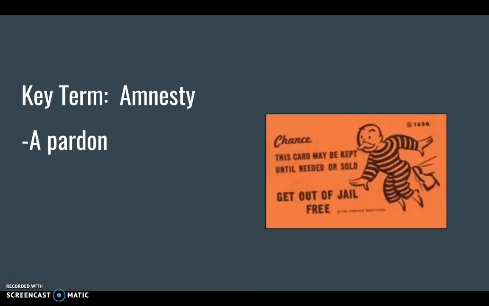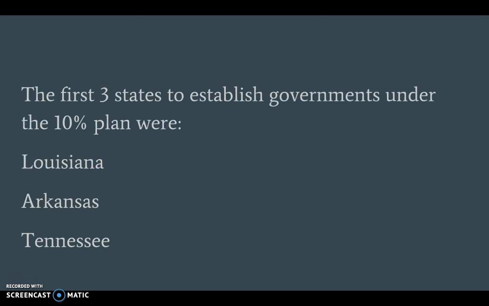Another part of Lincoln's plan was he was going to grant amnesty to all white Southerners except Confederate generals. So amnesty is basically a pardon. So they just let them go and didn't punish them at all. And also, African Americans could only vote if they were educated and served in the Union Army. The first 3 states to establish governments under the 10% plan were Louisiana, Arkansas, and Tennessee.